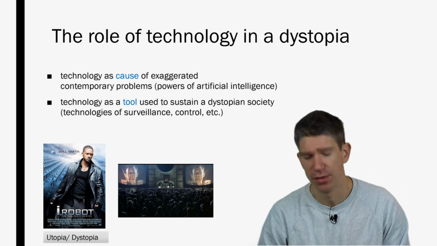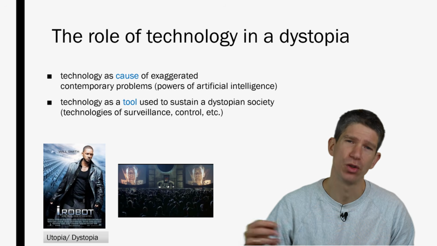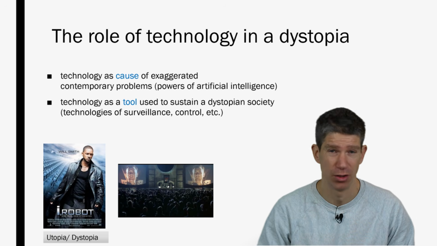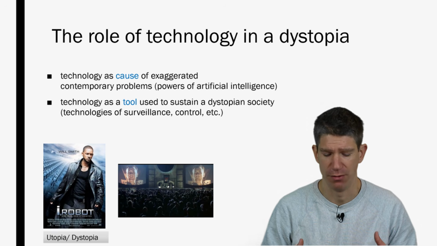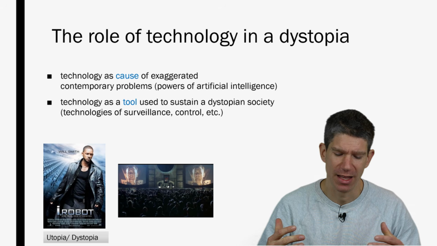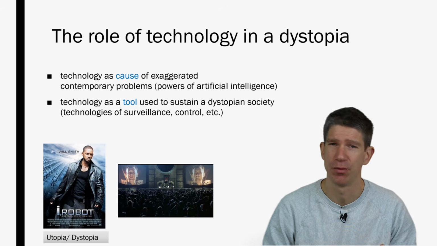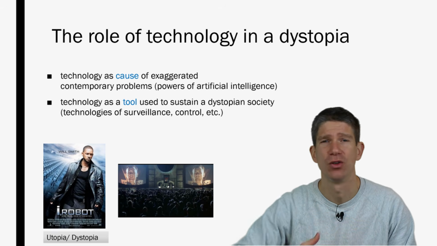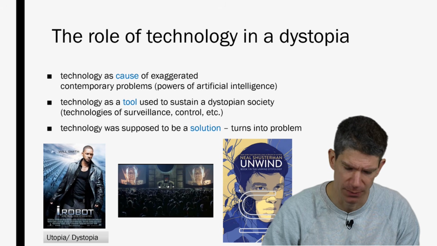Or, and this is more often the case, I find technology is a tool that is used to create this dystopian society or to sustain it. So in 1984, for example, another classical dystopian novel, in 1984, this whole society wouldn't work without screens, cameras, microphones, etc. So all this technology is necessary to have this kind of society.